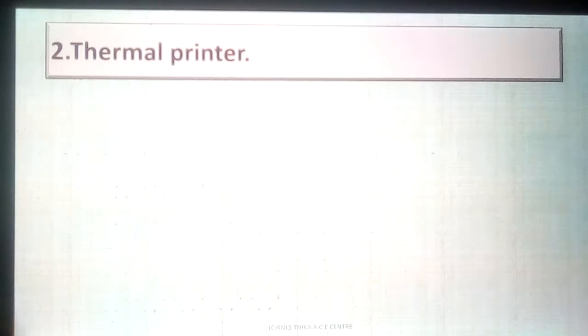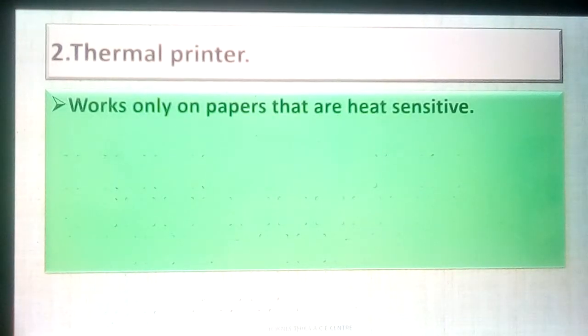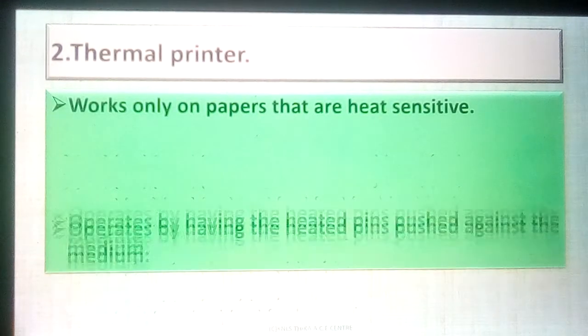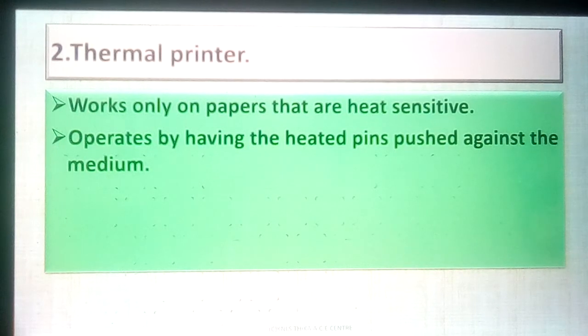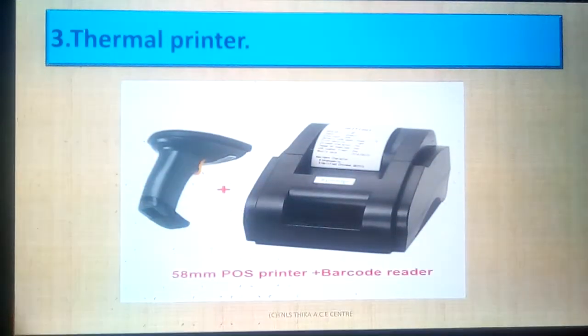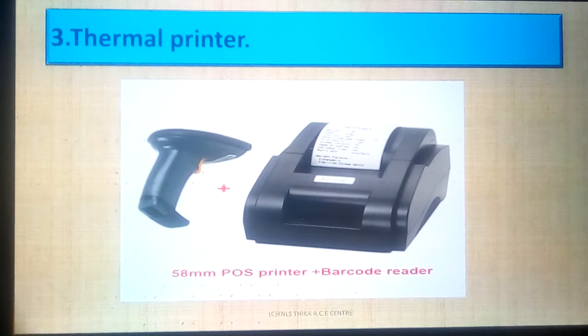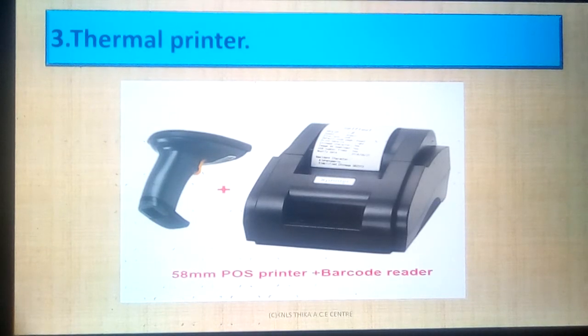Then you have the thermal printer. It works only on papers that are heat sensitive. It operates by having heated pins pushed against the medium. And this is an example of a thermal printer. It is mostly found in supermarkets to print the receipts.